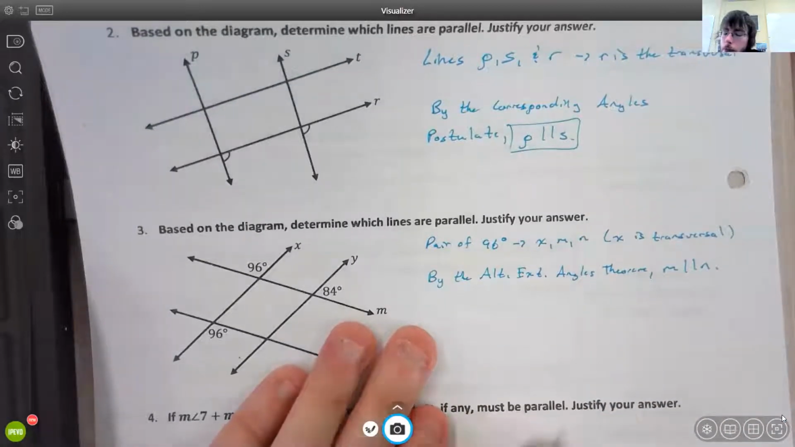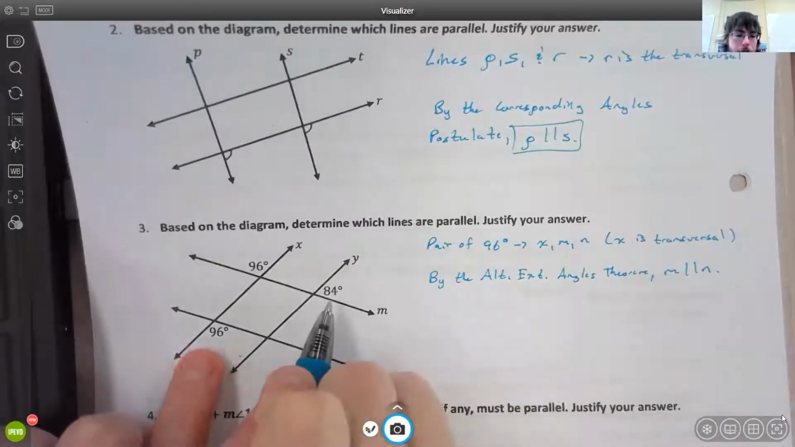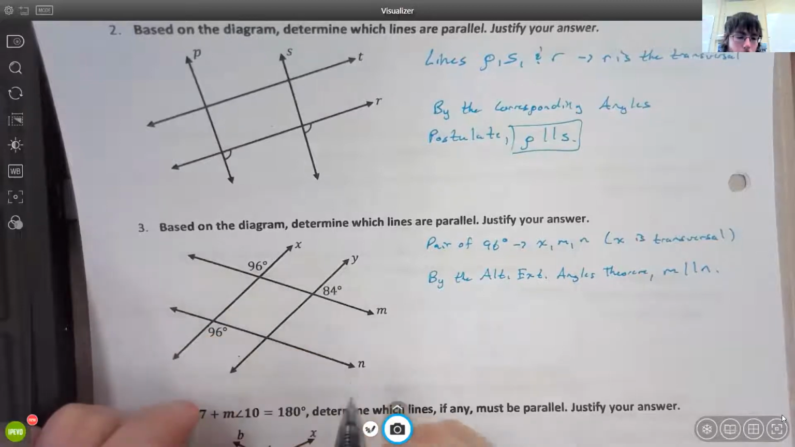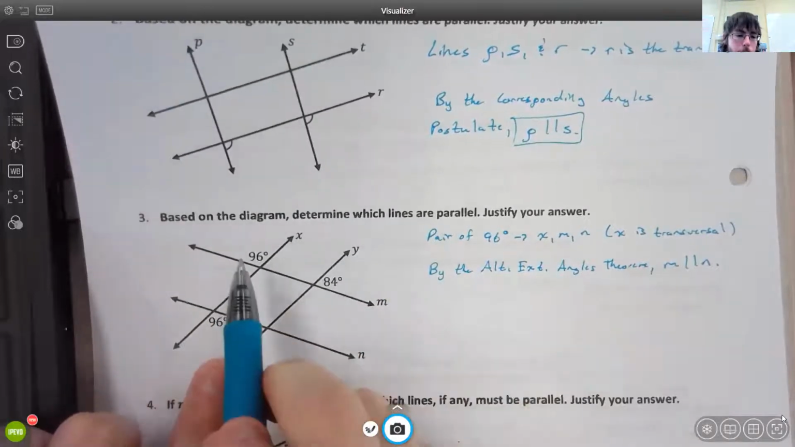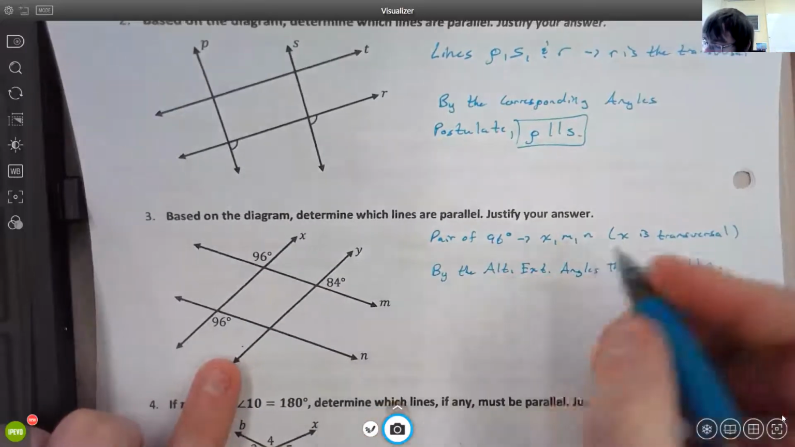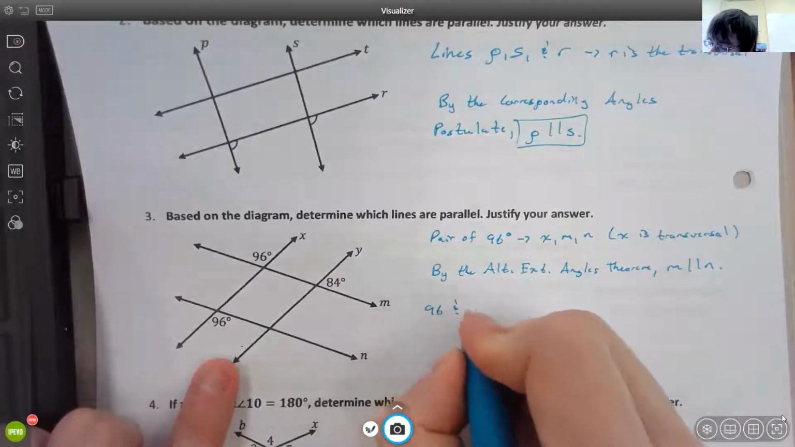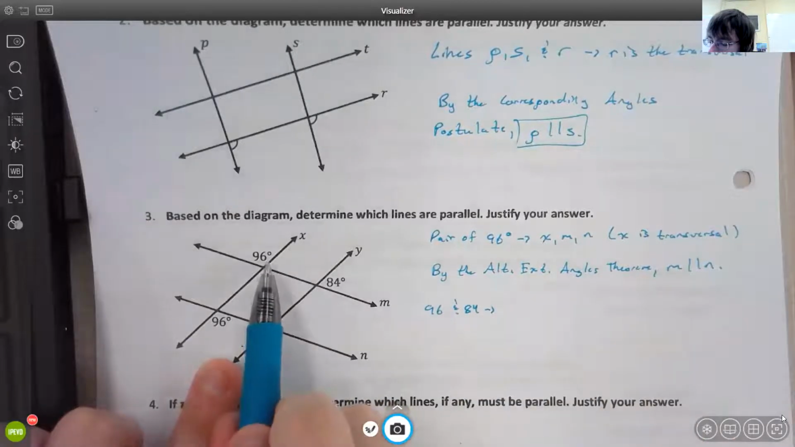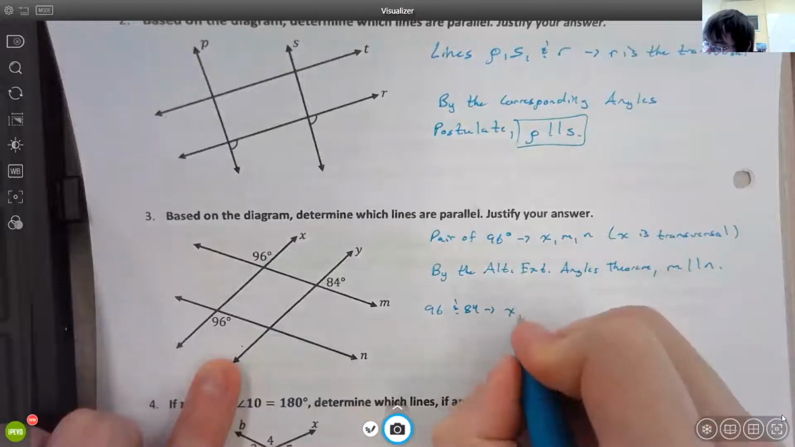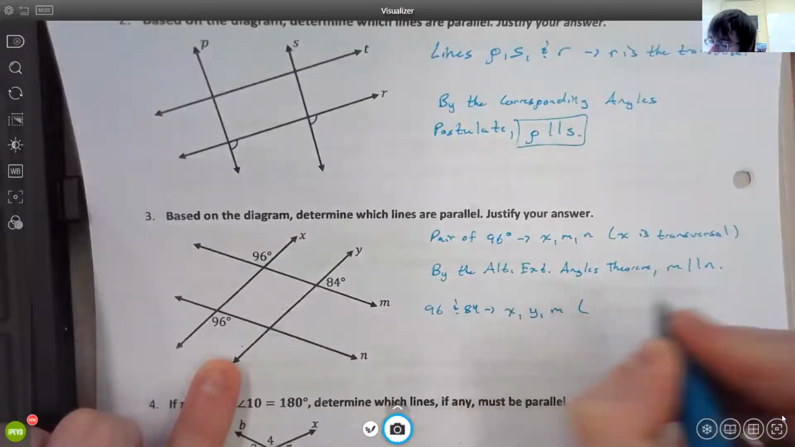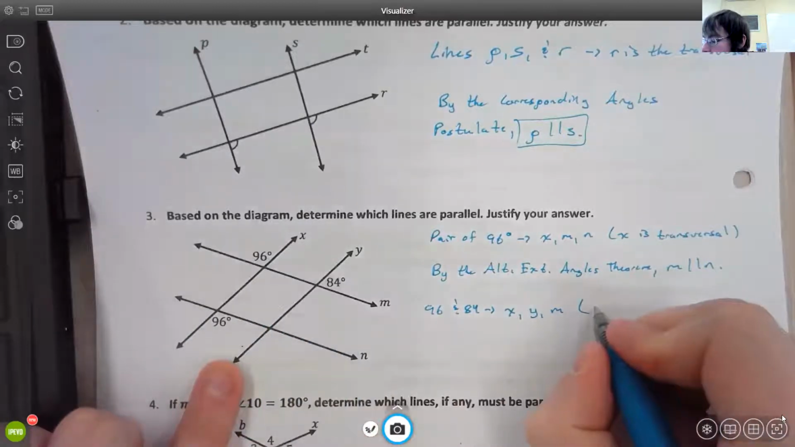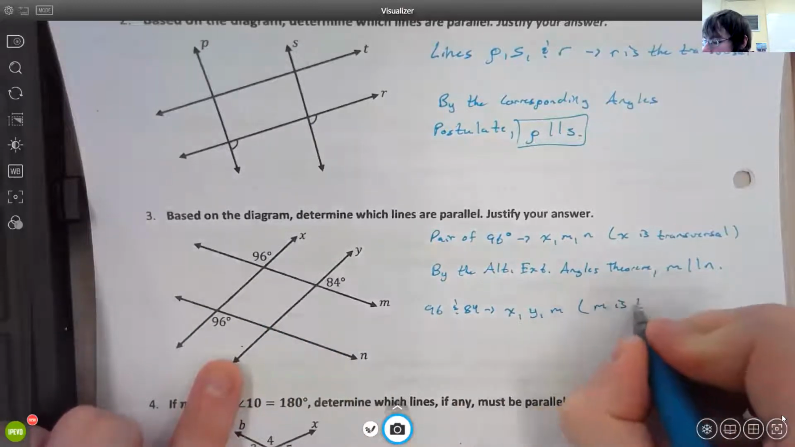Now, this 96 and this 84 don't have any type of angle relationship, right? But we do know that this 96 and the 84 do. And that 96 and 84 are attached to lines X, Y, and M. And if we look here, M cuts X and Y. So M is the transversal in this case.